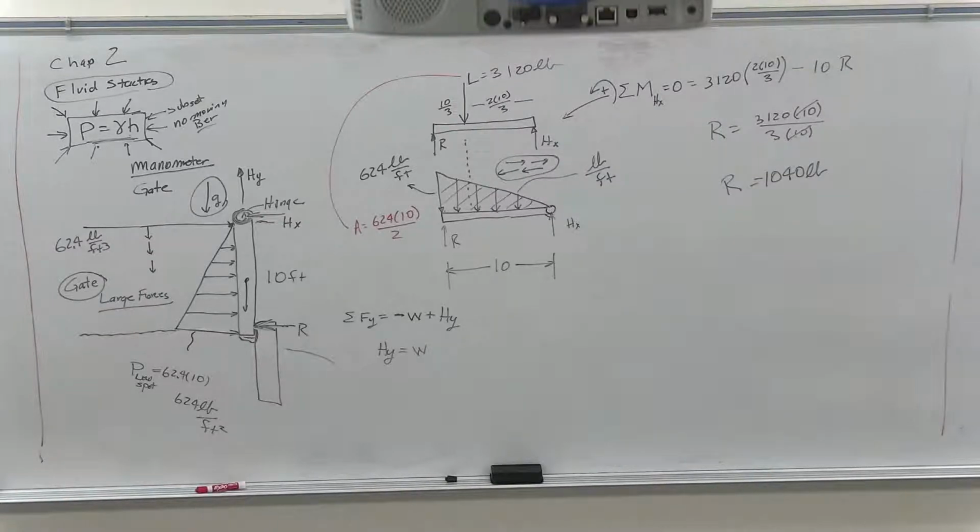So that is for a 1 by 10 foot gate. Yeah, 1 foot wide. 1,040. So it's 10 foot deep. The biggest problem is the depth.